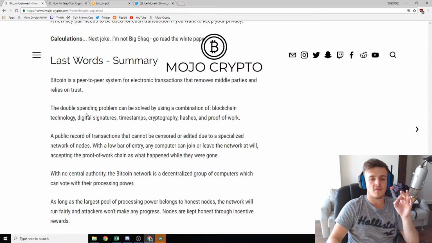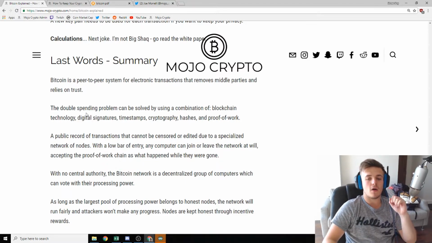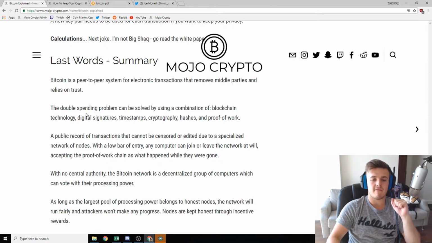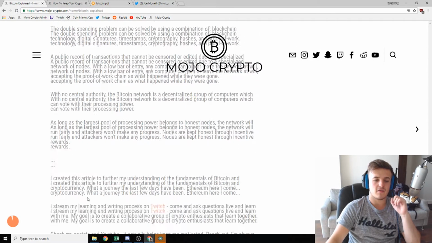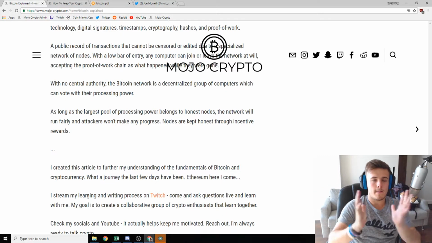With no central authority, the Bitcoin network is a decentralized group of computers which can vote with their processing power. As long as the largest pool of processing power belongs to honest nodes, the network will run fairly and attackers won't make any progress. Nodes are kept honest through incentive rewards.